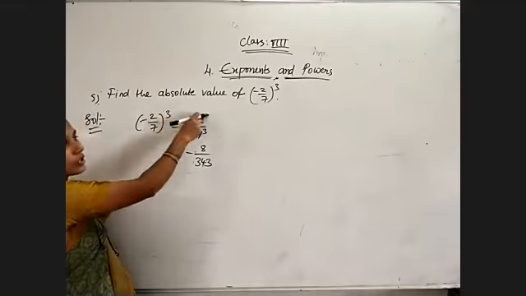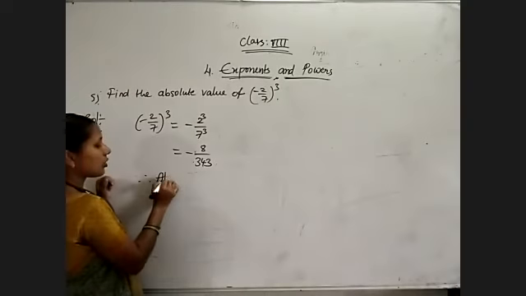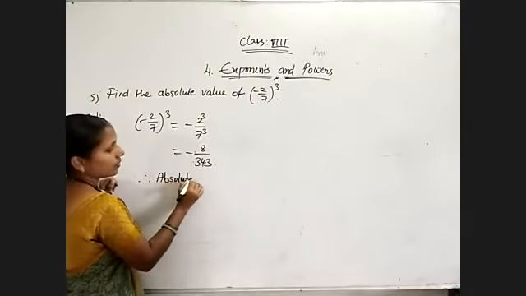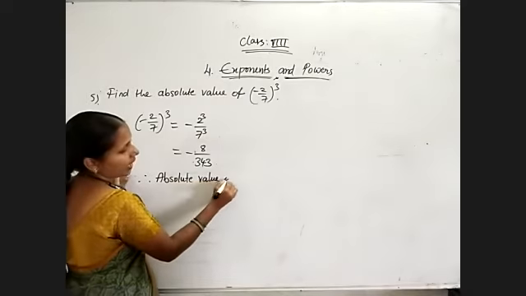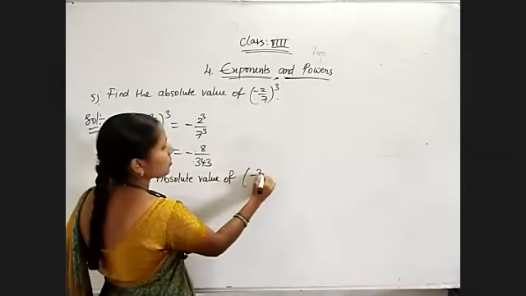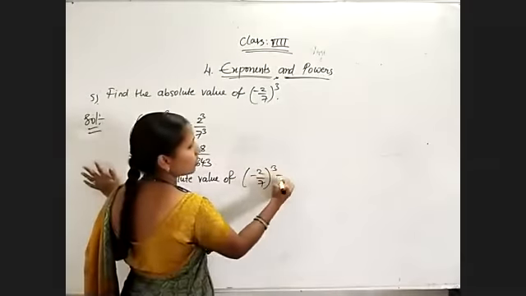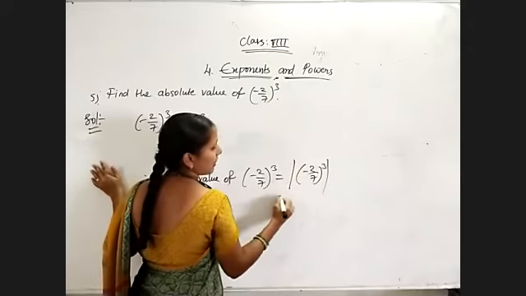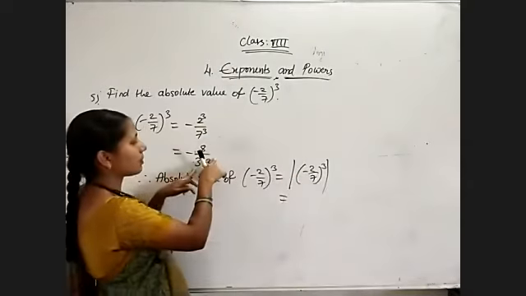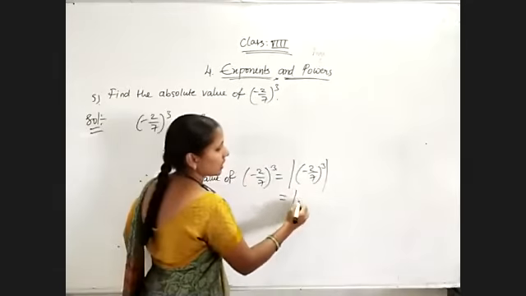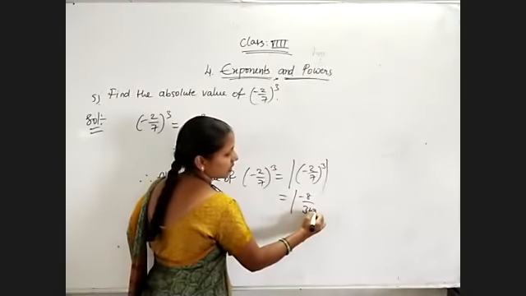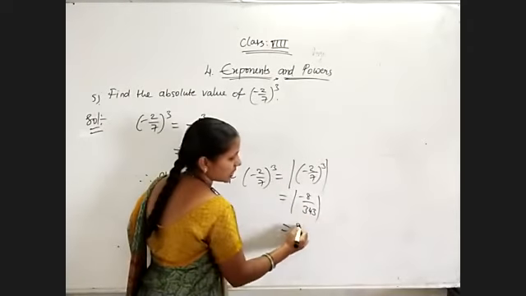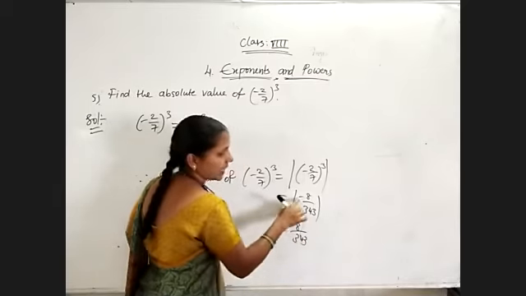But are they asking for this value? No. The absolute value is asked. Therefore, the absolute value of (-2/7) whole cube is equal to mod of (-2/7) whole cube. And the (-2/7) whole cube value I got is -8/343. So which is equal to just 8/343, not minus. Okay.